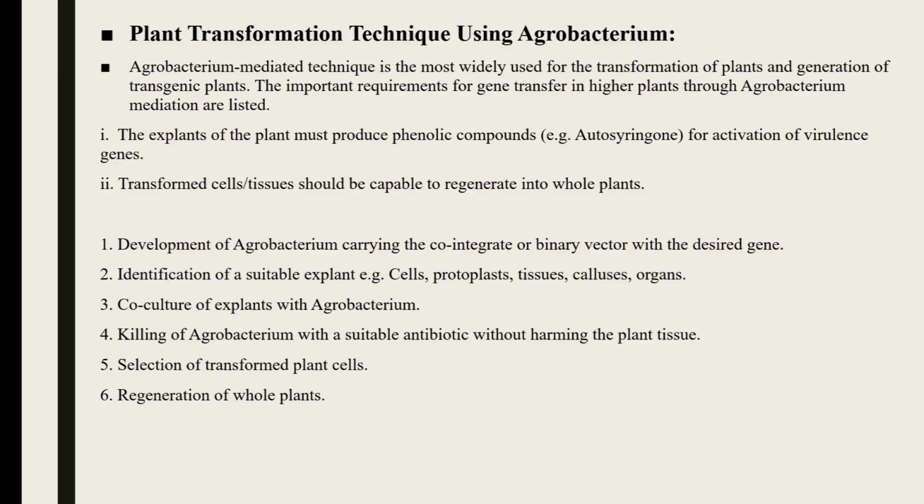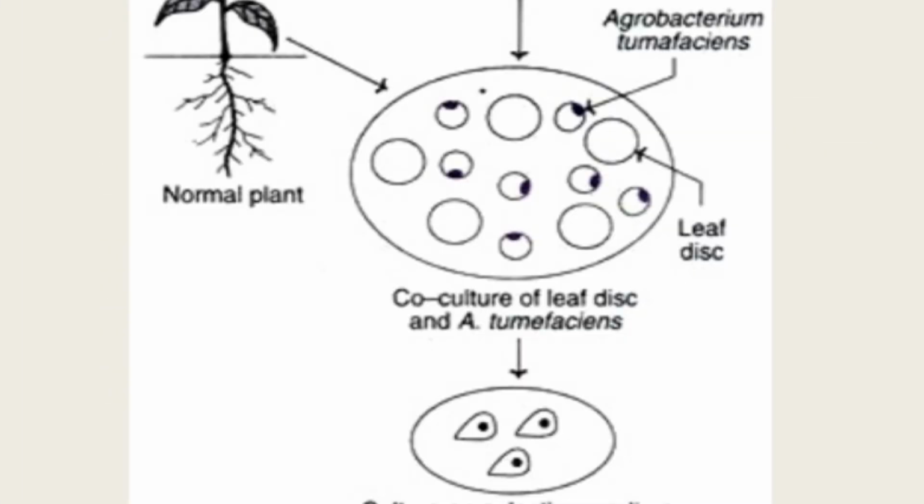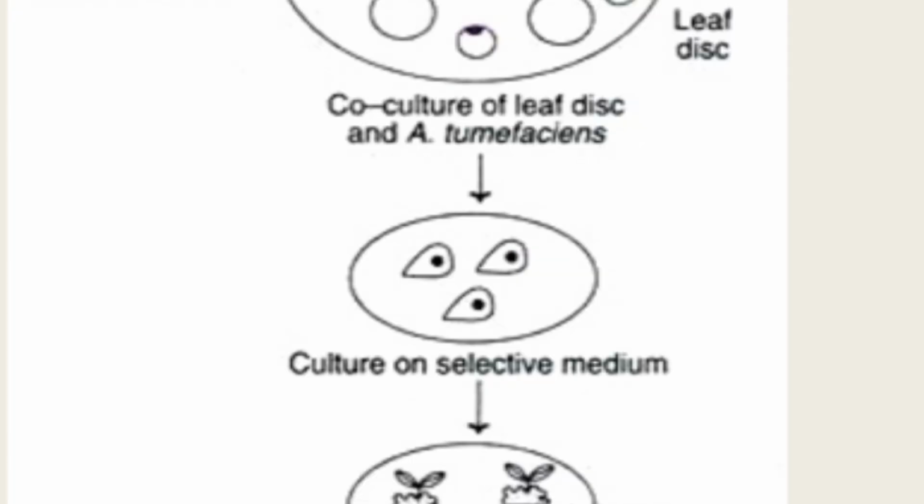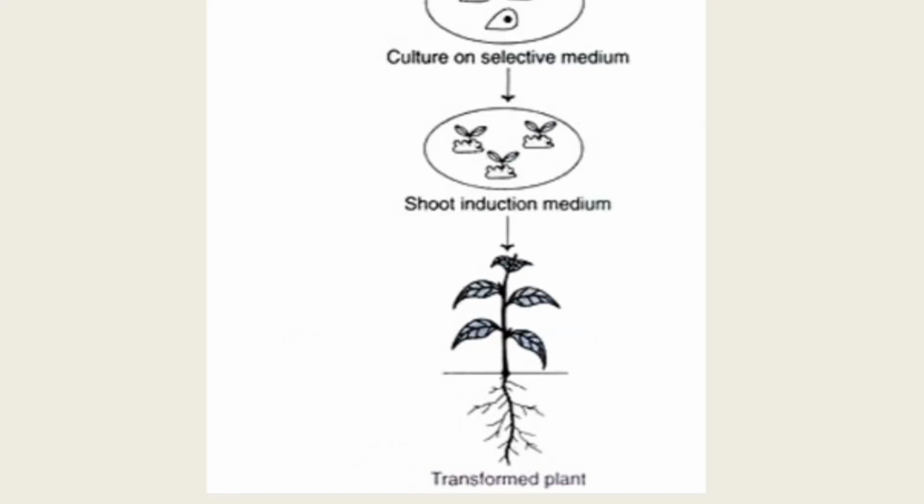Step 3. Co-culture of selected explants with prepared Agrobacterium, where the bacterium infects the cell and causes transformation. Followed by killing of Agrobacterium with a suitable antibiotic without harming the plant tissue. Once Agrobacterium infects the plant tissue, it is important to eliminate the bacterium from the culture using suitable antibiotics. Once bacterial cells are killed, the transformed cells are selected and transferred to suitable culture media which supports the growth of shoot and root or the plants.